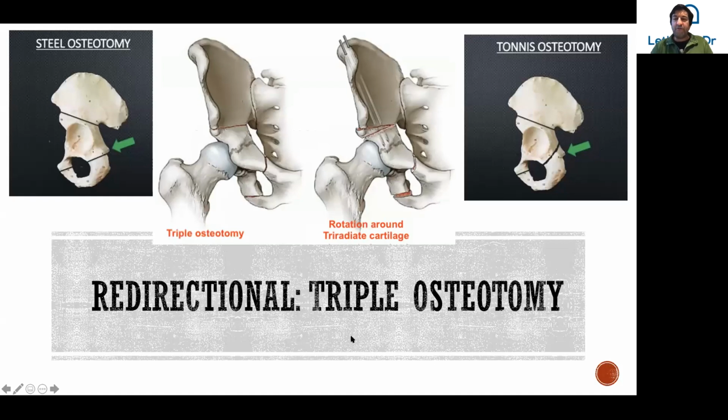Okay? The other one is a triple, and a triple basically is in a slightly older child. So again, the triradiate cartilage is open, but this time the symphysis pubis is not as mobile, so you can't hinge to the symphysis pubis. So you have to effectively create your own hinge, which is why, in addition to the Salter osteotomy, you make these 2 extra cuts, okay? And the only difference between a Steel and a Tonnis is basically this cut through the ischium is more curved in a Tonnis and slightly less curved in a Steel.